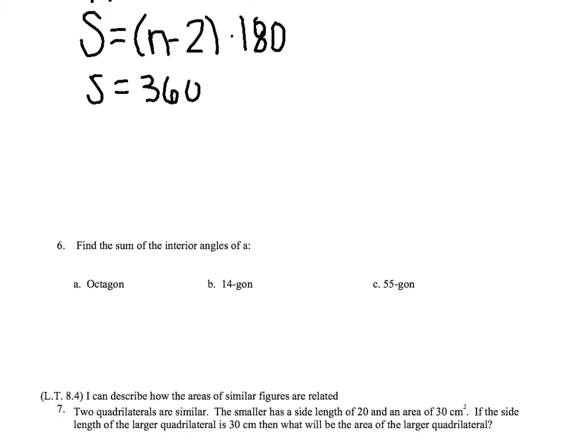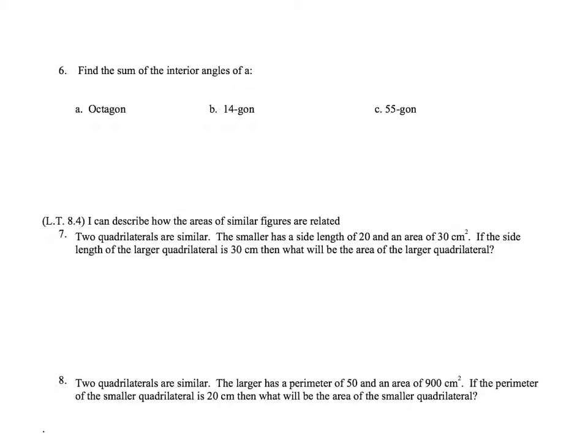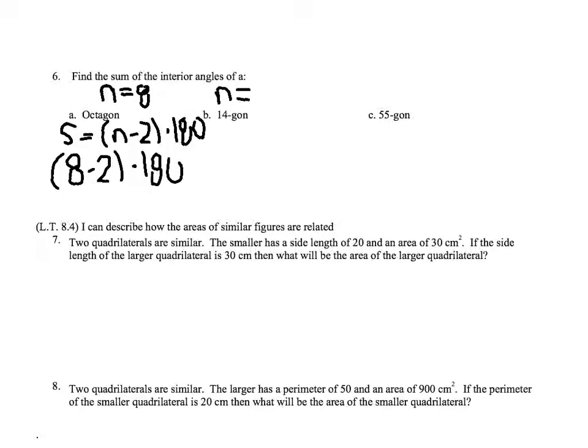I apologize. The next question asks you to find the sum of interior angles of an octagon. So in this situation, and I'm not going to actually solve it for you, but remember sum is equal to (n minus 2) times 180. So on the first one, octagon, n is equal to 8. And so we're going to do 8 minus 2 times 180. In the second one, n is equal to 14.